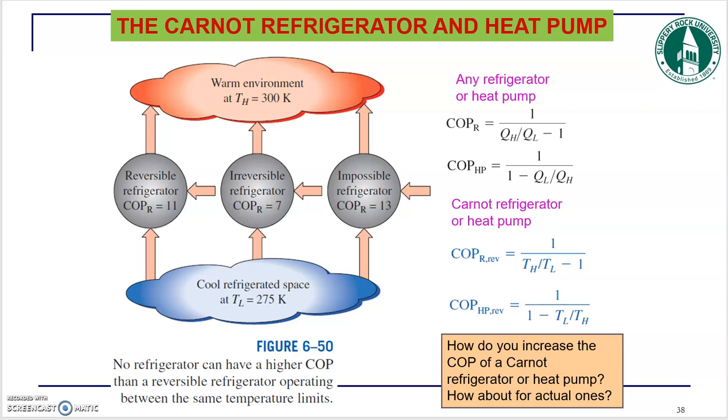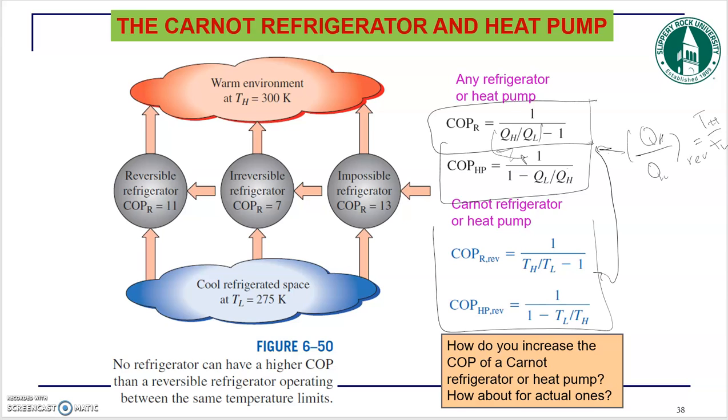Now you can also calculate the maximum efficiency for refrigerators and heat pumps. Remember, we defined the coefficient of performance, and it was defined by this for any type of heat pump and refrigerator. Now if you have a Carnot cycle, remember again, QH over QL for a reversible process is TH over TL, and you can substitute that here. So this is for refrigeration, this is for heat pump, and then if you substitute this relationship, you get these two equations for the coefficient of performance of Carnot refrigerators or heat pumps.